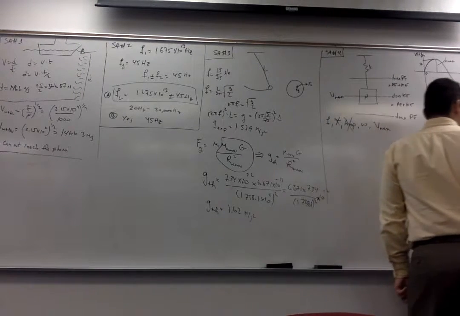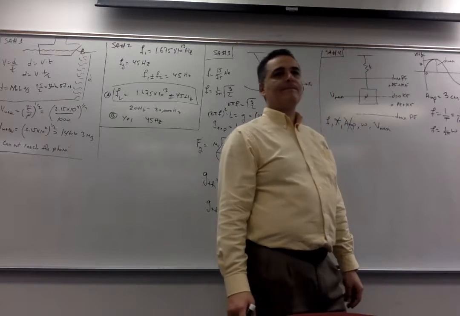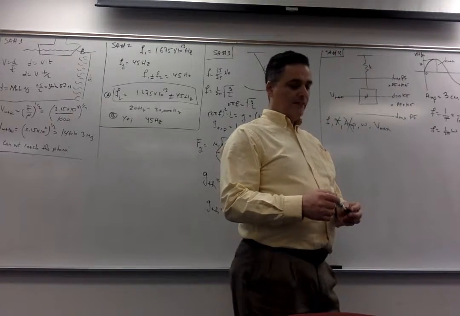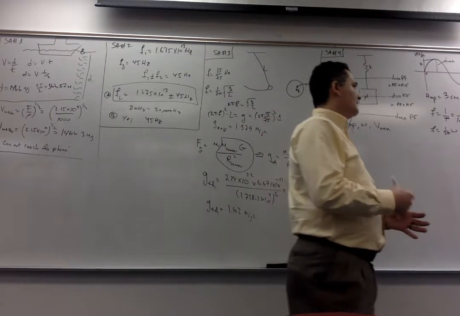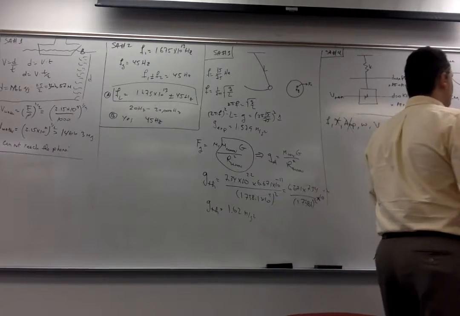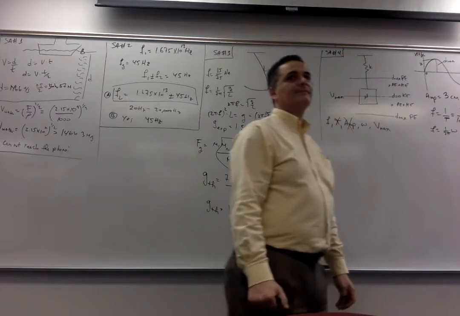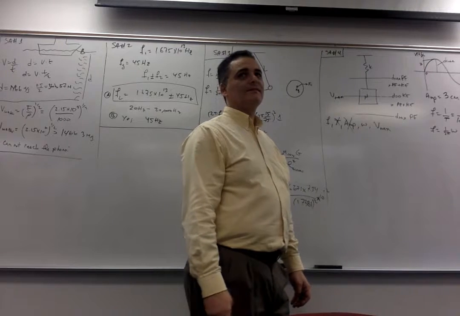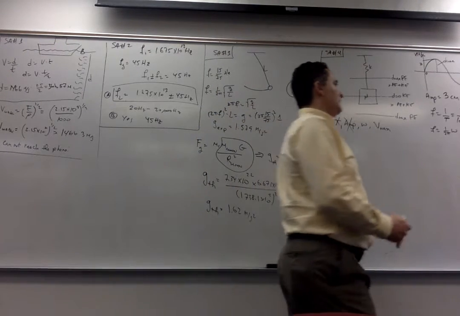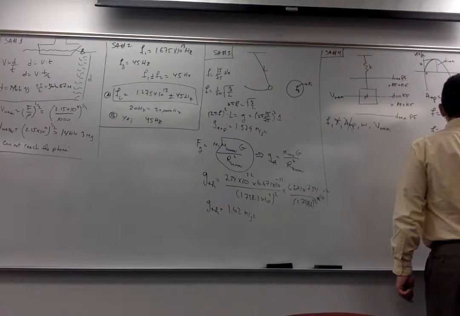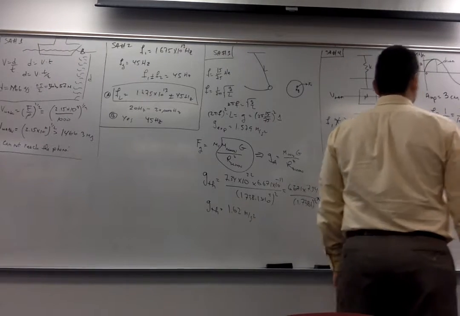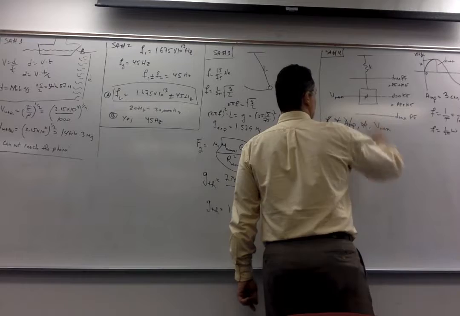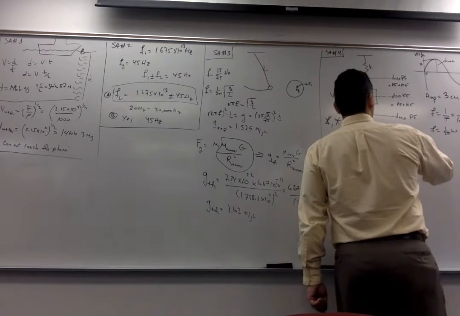Like 0.54 or something. Jennifer, if I lose you, you've got to tell me where I'm losing you. No? I got 0.5969. Okay, this is rads per second. So now we found the frequency and we found omega. We also have to find the spring constant.